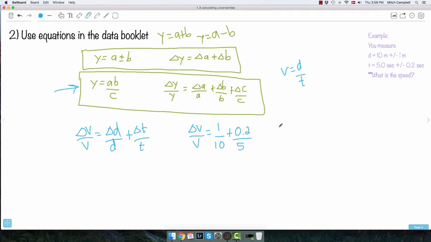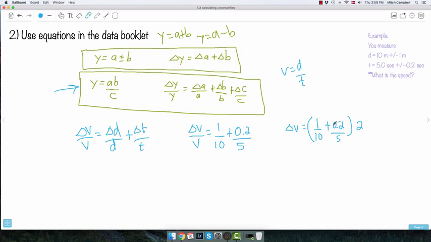By the way, keep in mind, you also know your V. So I have 1 over 10 plus 0.2 over 5. But if I want just delta V, I have to multiply by V, put it to the other side. And what's the V value? What's the speed? Remember, it's 10 over 5, which is 2. So this is why I get the actual uncertainty here. We're going to call it later the absolute uncertainty. That's what I have here.